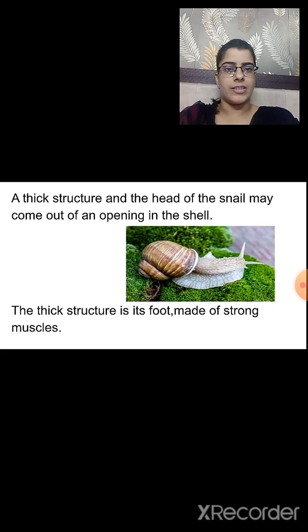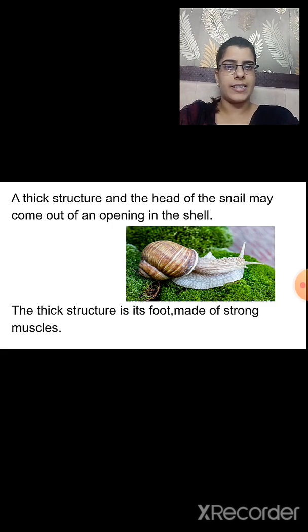A thick structure and the head of a snail may come out of an opening in the shell. What you will observe is that the thick structure and the head of the snail will come out from the opening of that shell. The thick structure is its foot, made of strong muscles.